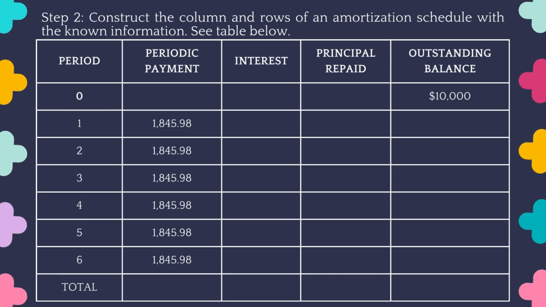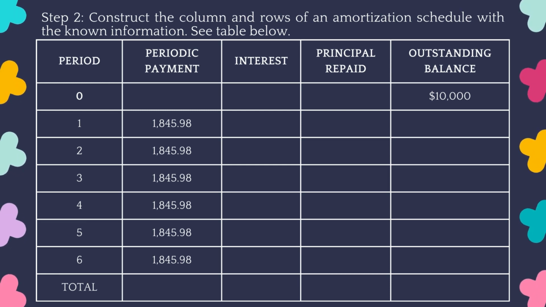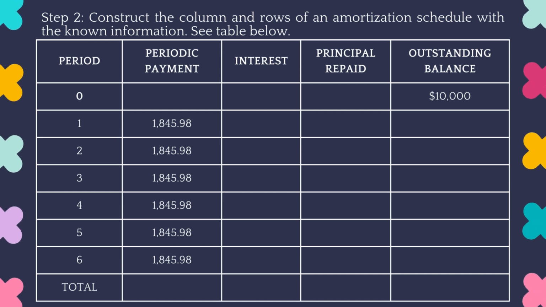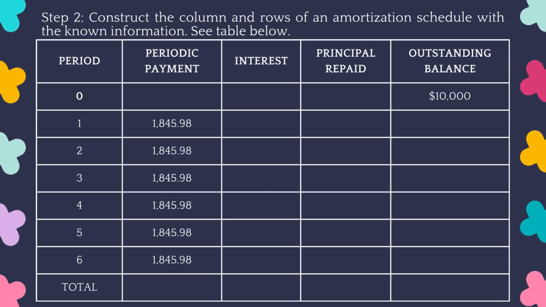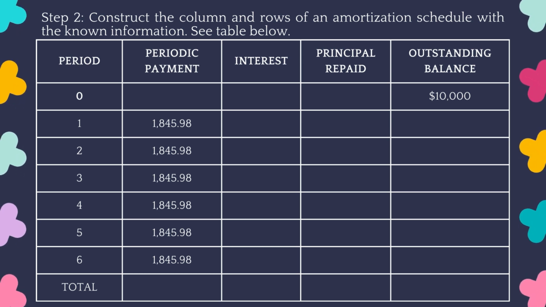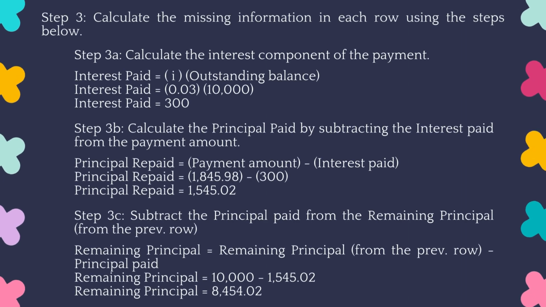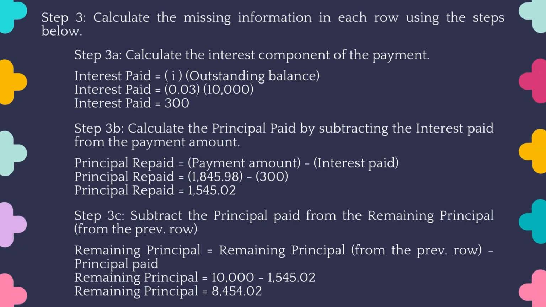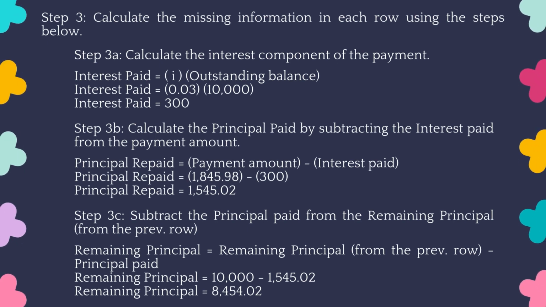And then we have here at the beginning, period 0, we only have the $10,000 loan as the outstanding principal balance. Since we have 6 annual payments to pay off the loan, I drag down the period until 6. For the next step, we need to calculate the missing information in each row using the steps below.